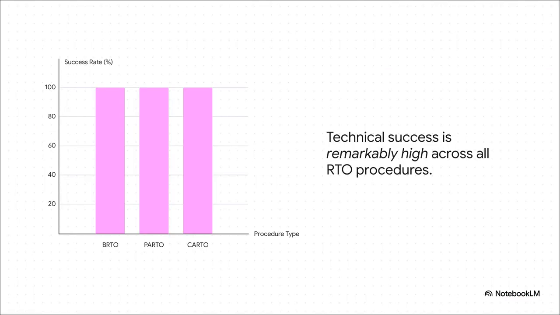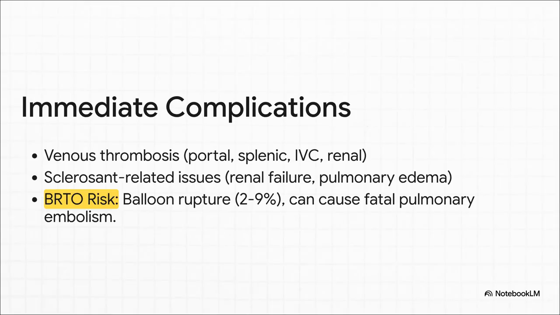First, the rewards. I mean, look at these numbers. The technical success rates for these procedures are incredibly high, often getting close to 100%. When you do it right, based on the anatomy, you can successfully shut down the varices in pretty much every single case. But there are immediate risks. Anytime you thrombose a big vessel, there's a chance that clot can extend where you don't want it to, and the sclerosant itself can cause issues if it escapes.